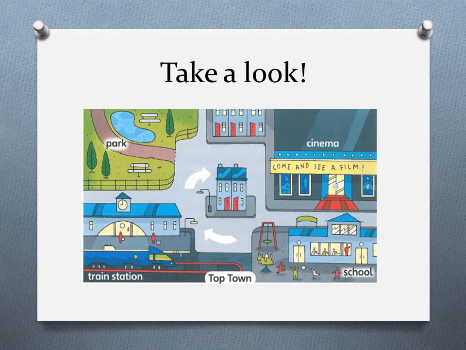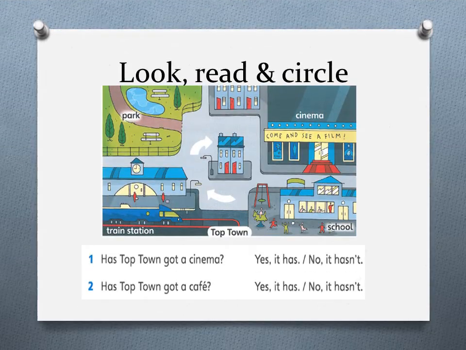Here is another town for you. It's called Top Town, and you can see there are cinema, school, train station, park. You have to take a close look for the exercise that is about to come. Now that you have looked at the Top Town closely, there are two questions for you to answer. The first question is, has Top Town got a cinema? Yes, it has, or no, it hasn't. What do you think? The second question is, has Top Town got a cafe? Yes, it has. No, it hasn't.